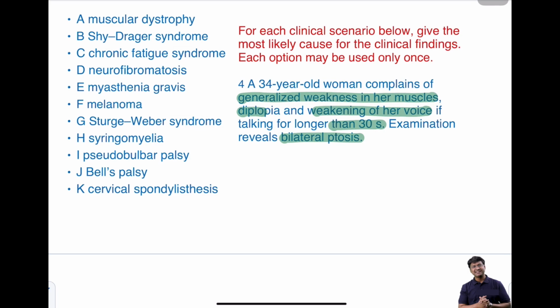So now you see here, the individual is complaining of diplopia, very important symptom, and weakening of her voice if talking longer than 30 seconds. So after the usage of the muscles, there is development of weakness. So where will you have this? You will have this in patients with myasthenia gravis, which is an autoimmune disease. And these autoimmune diseases are very common in women. So now what is the answer here? The answer is myasthenia gravis.